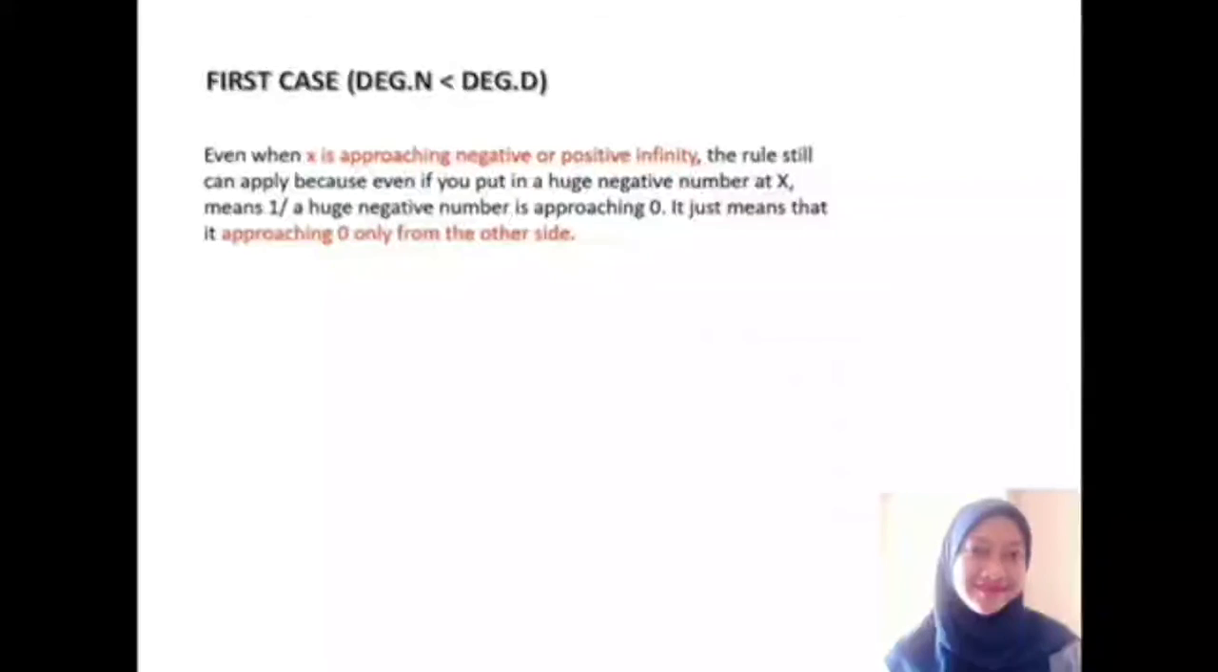This is true even when x is approaching negative or positive infinity. The rule still can apply because even if you put in a huge negative number at x, 1 over a huge negative number is approaching 0, it just means that it is approaching 0 only from the other side. That's why this case will still hold.